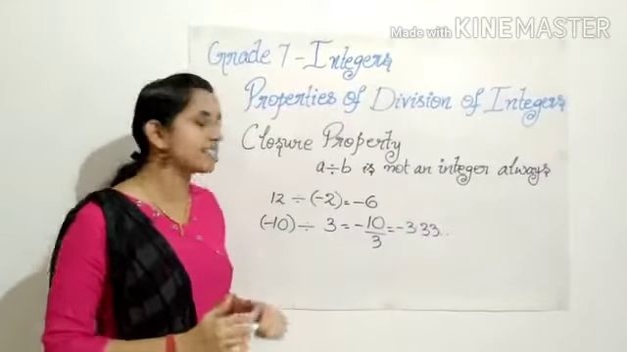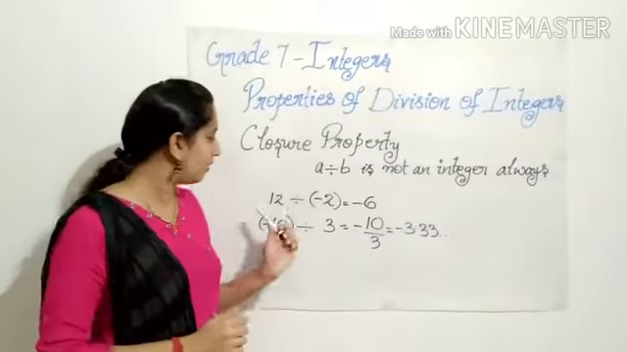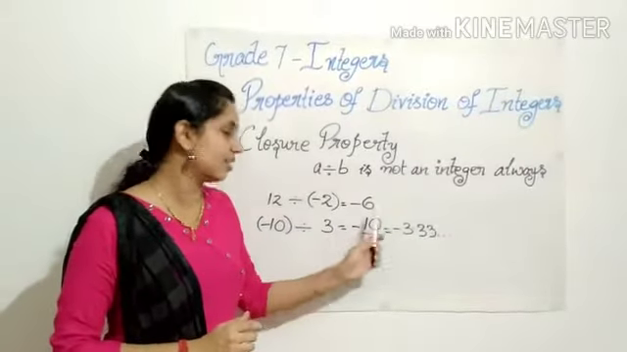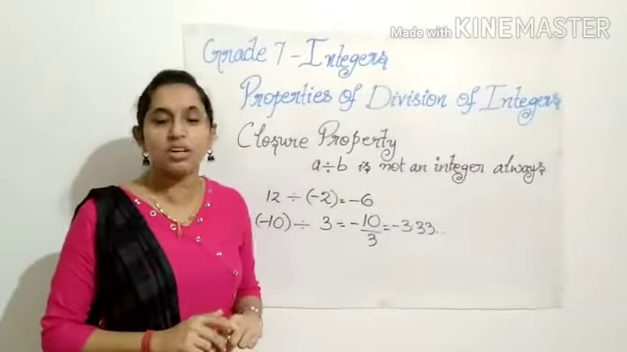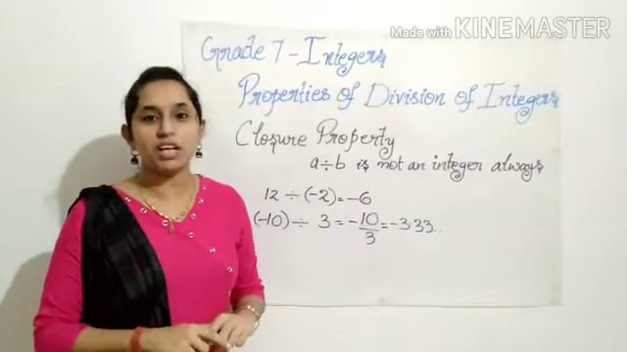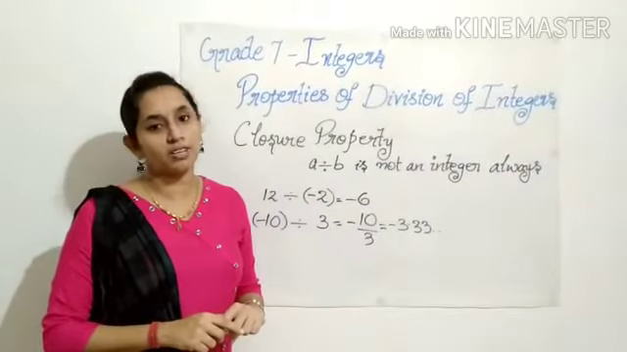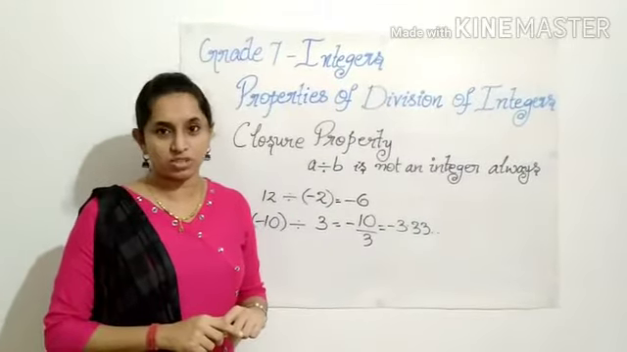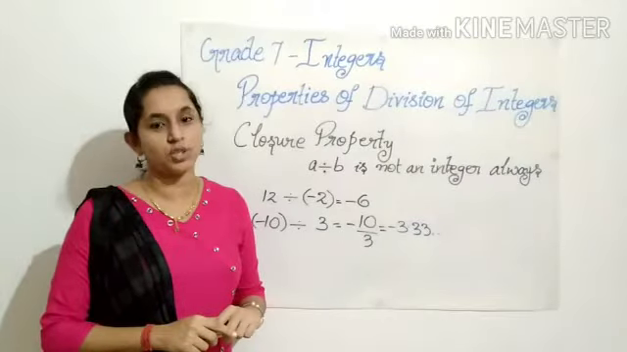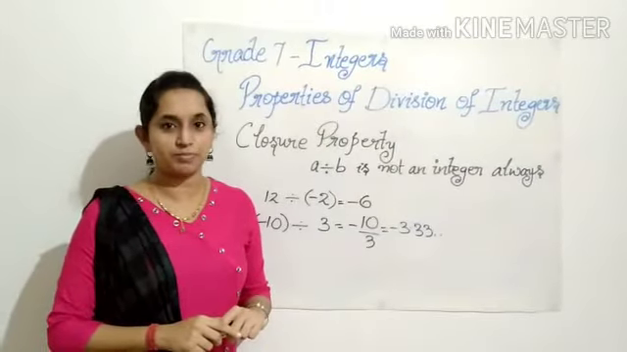Okay. So from this example, you can see that when we divide two integers, the answer or the result is not an integer always. So we have to conclude that integers are not closed under division. I hope this property is clear to you. Let's move on to second property.